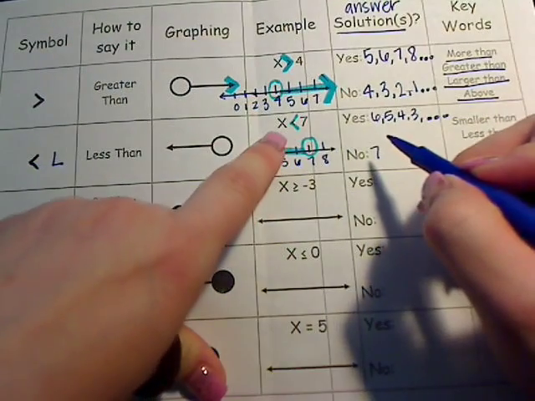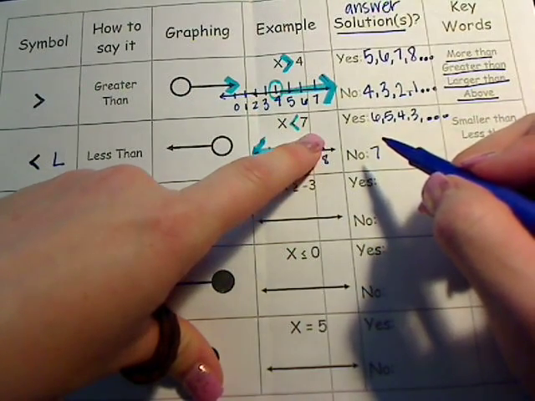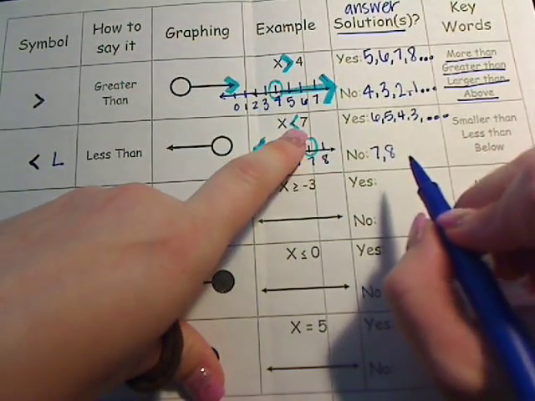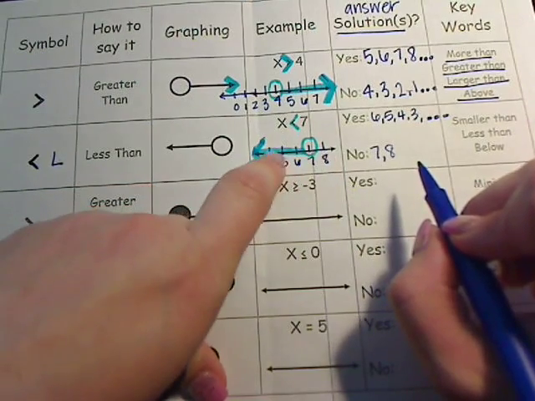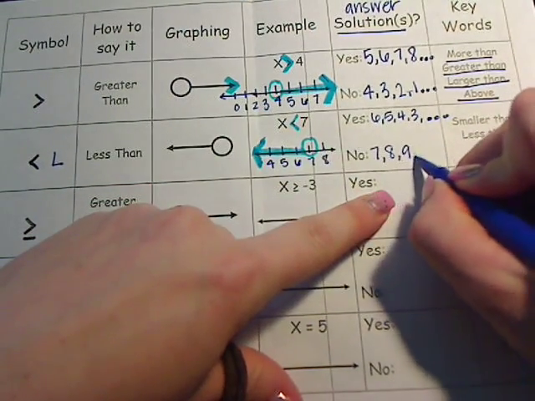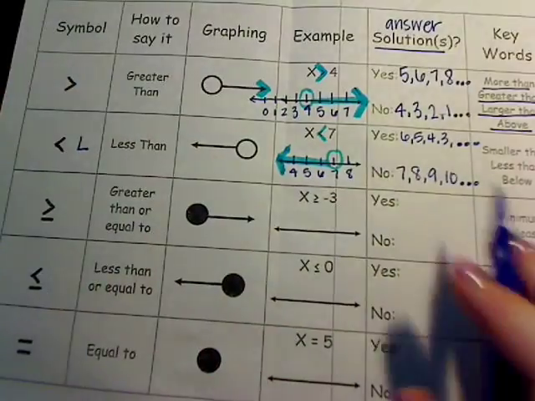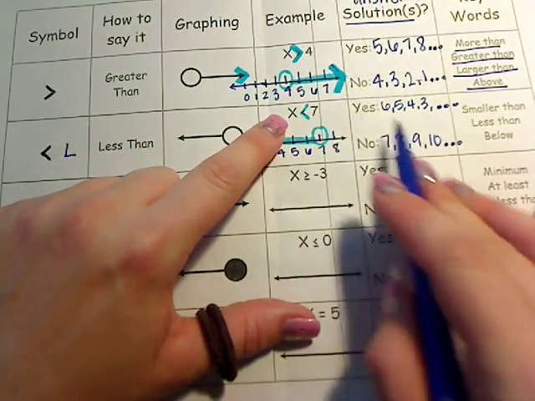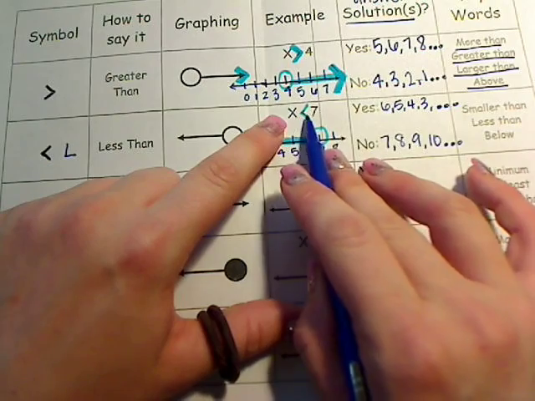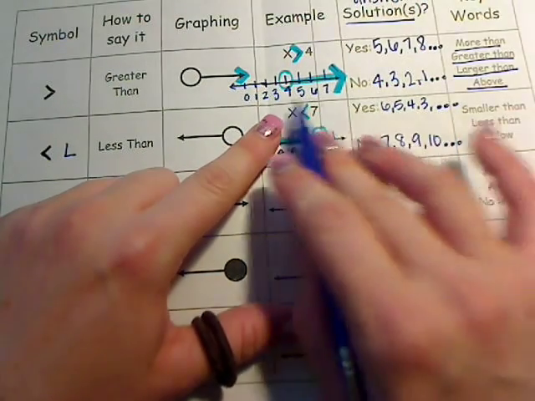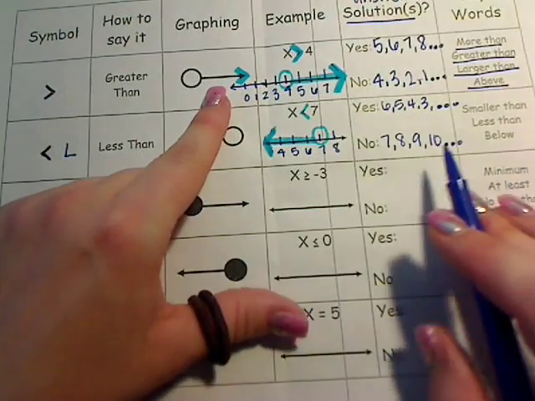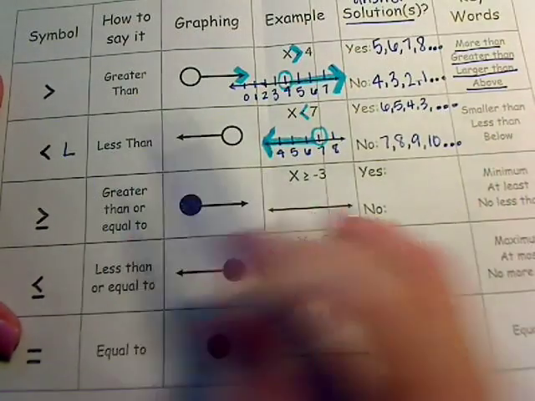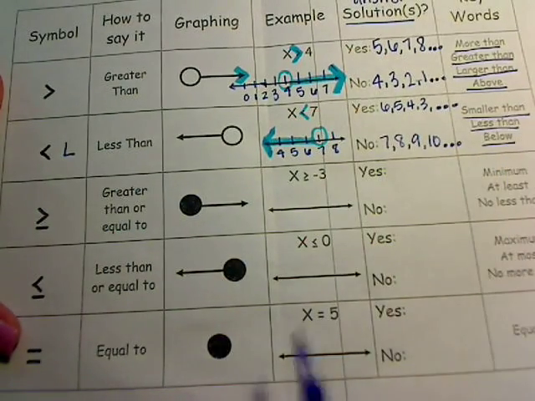Well, 7 wouldn't work because 7 is not less than 7. It's equal to it. 8 would not work because 8 is not less than 7. It's also not part of the graph that we drew. 9, 10, and so on. All these numbers, if I plug them in here, 8 is less than 7? That's not true. 9 is less than 7? That's not true. 10 is less than 7? That's not true. So that's why these are all no's. Some keywords that you could look for to help you figure out that it's the less than symbol would be smaller than, less than, or below.